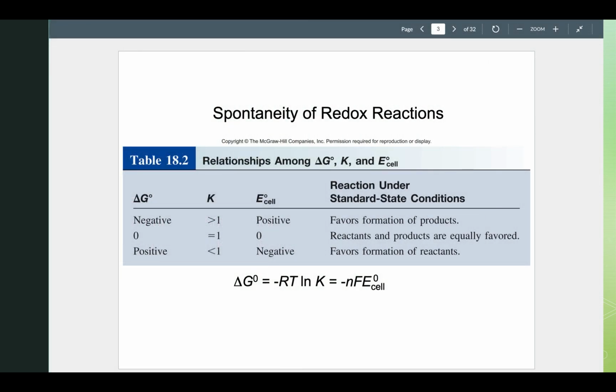Now what you do with those: sometimes the question asks you if it's going to be a negative value or if E is going to be positive. This is what it's here for. These are relationships. If you calculate E is positive, then you know K is going to be greater than 1. You also know the change in G is going to be negative. You also know it's going to favor products. Same thing if you found, let's say, a change in G that was 0, then you know K is going to equal 1. You know E is also going to be 0, etc.